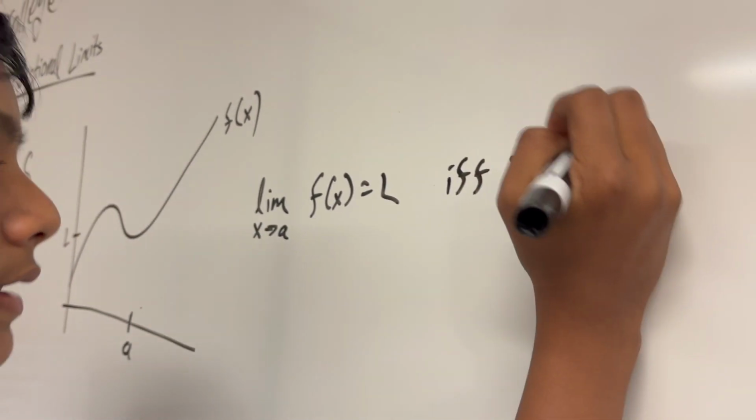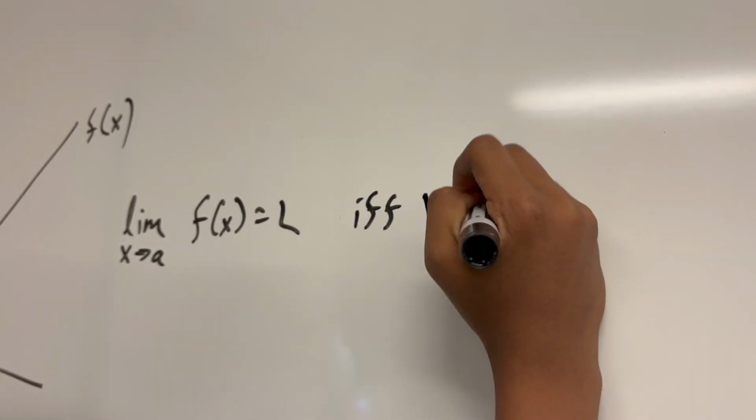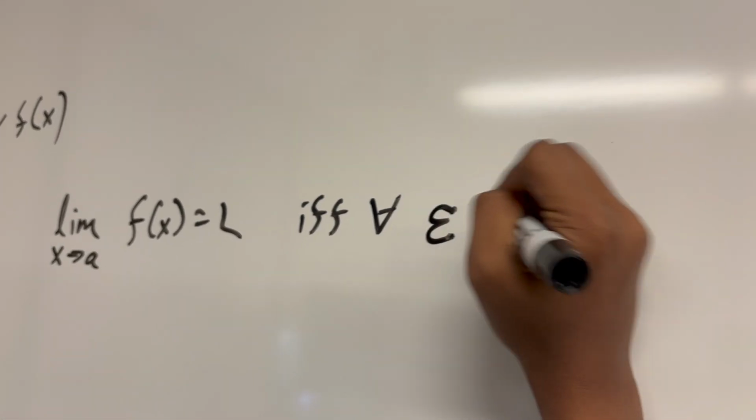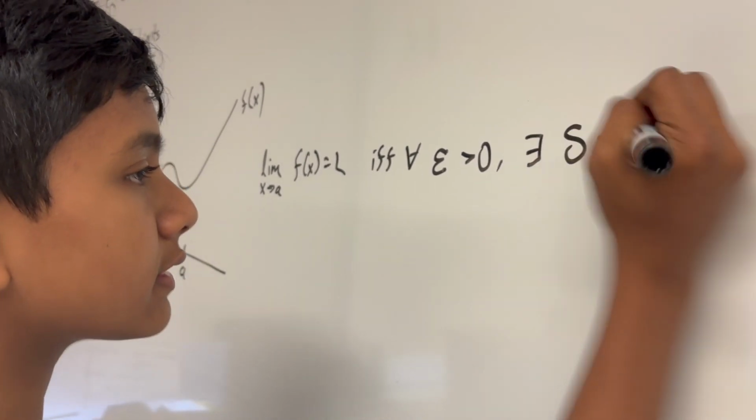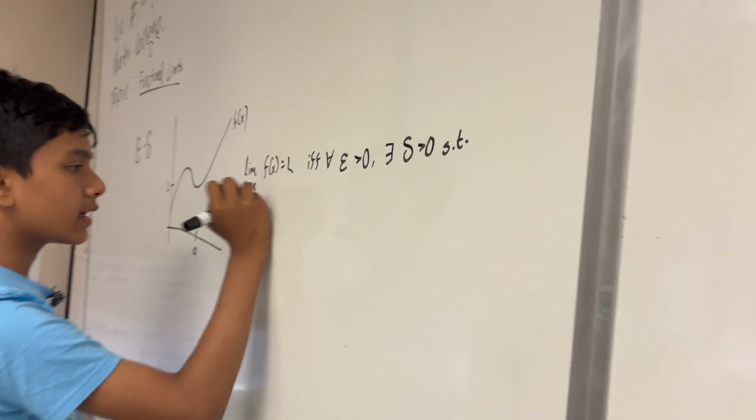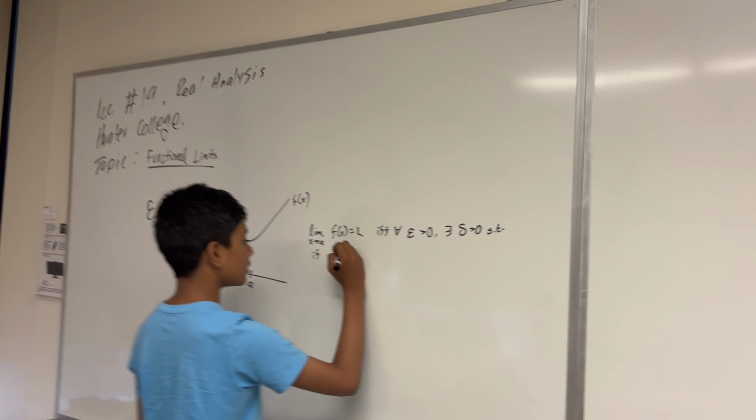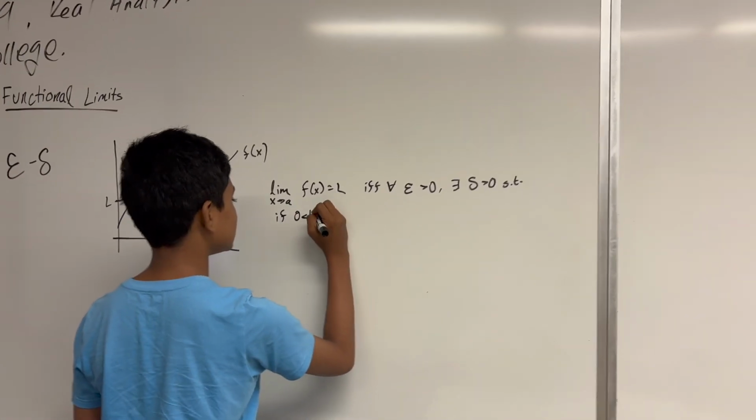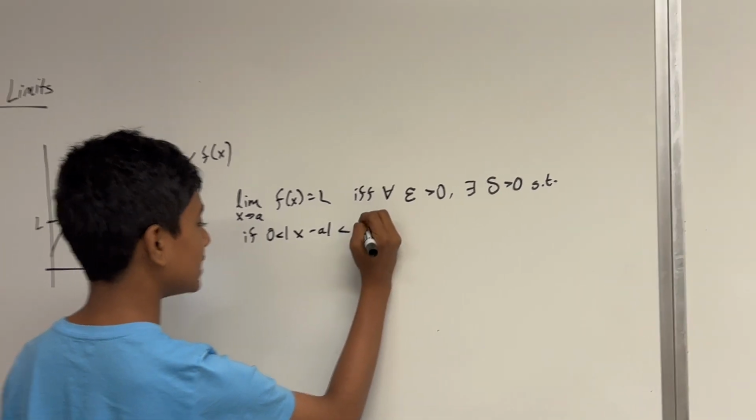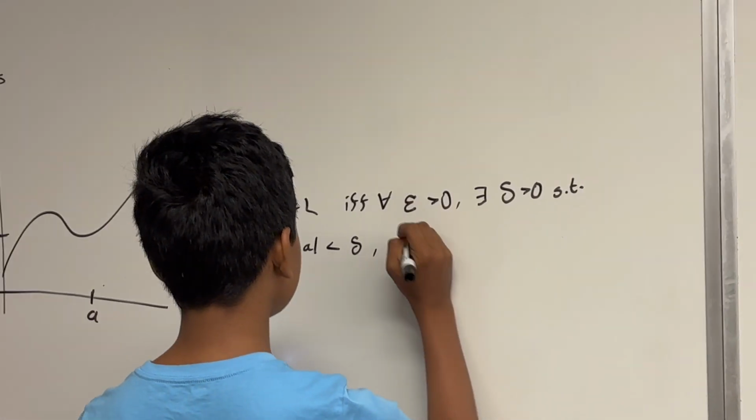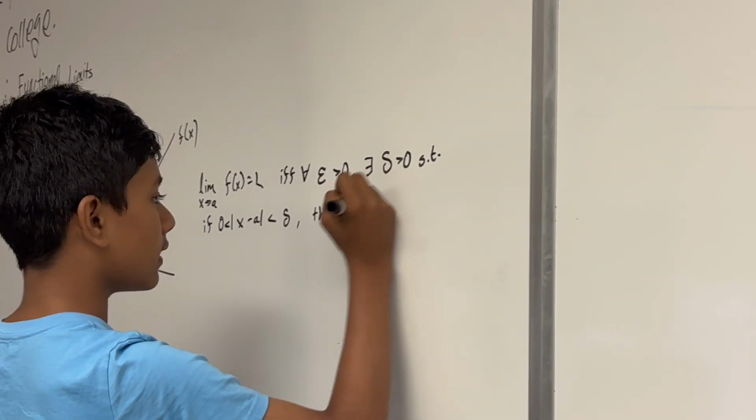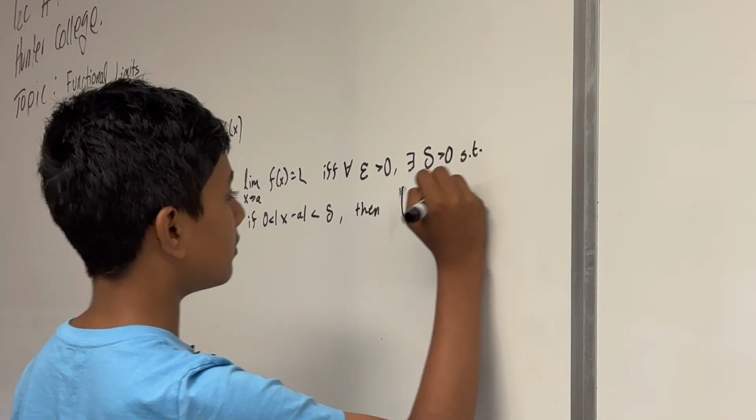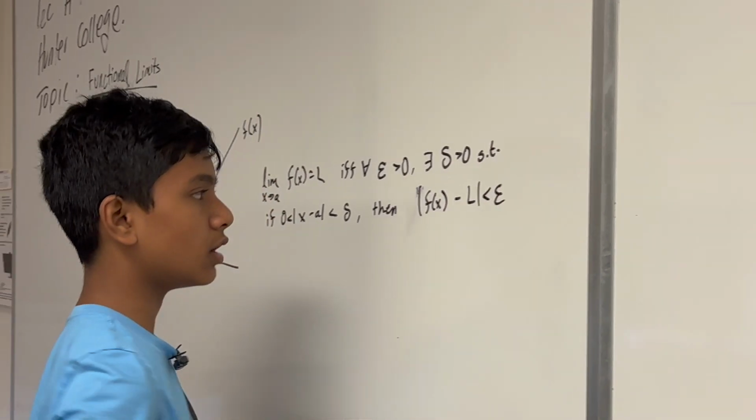for all epsilon greater than 0, there exists a delta also greater than 0, such that if 0 is less than |x minus a|, which is less than delta, then |f of x minus L| has to be less than epsilon. So this is the definition of a functional limit.